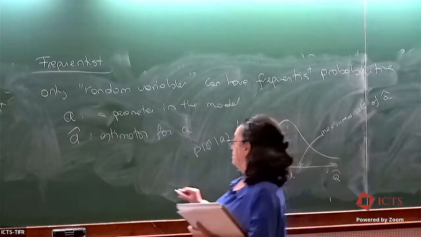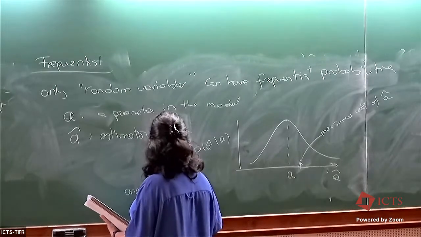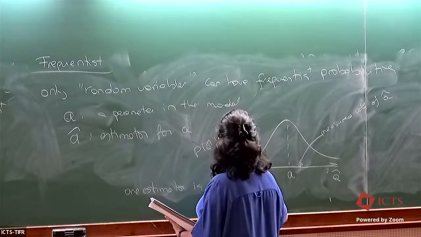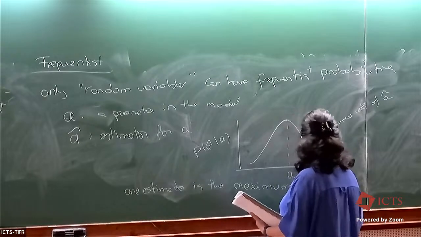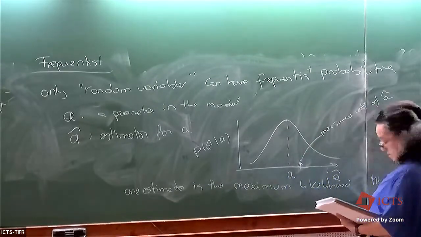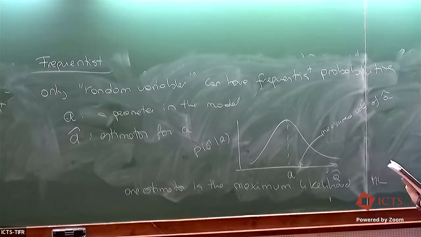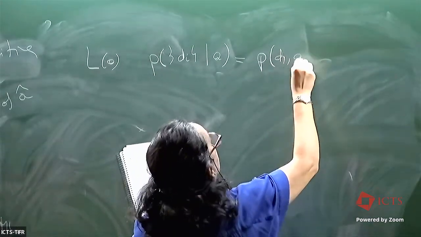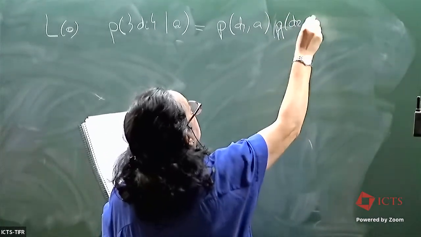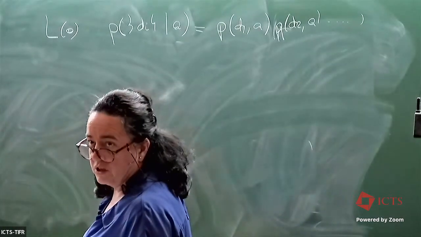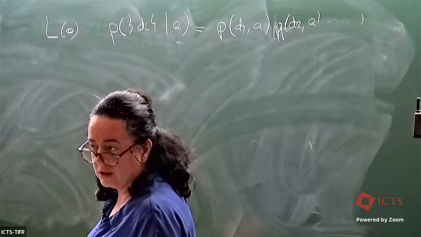There is one estimator, the maximum likelihood, and one way to construct this maximum likelihood is that given certain data, I could construct the probability of data 1, given A, probability of data 2, given A, etc., if the data points are all independent. So I can construct this probability as the product of all the probabilities.